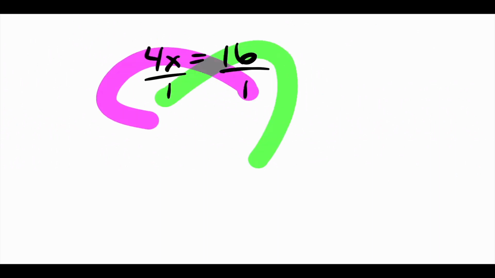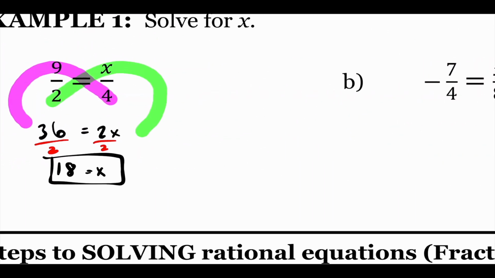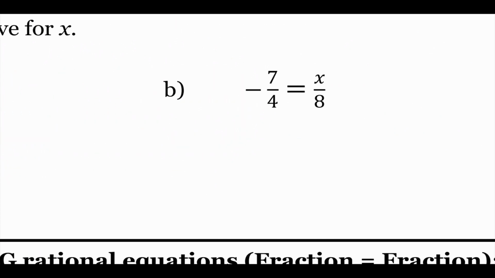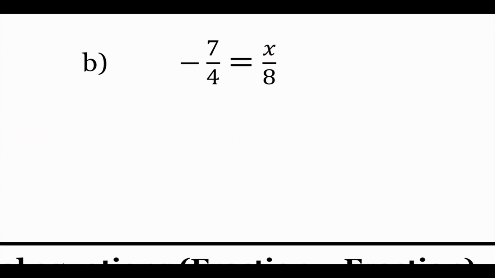You can also do it if you have two numbers. Let's say I have 4x equals 16. You can turn these into fractions. We usually don't do it this way, but you could. It would give you 4x equals 16, the same thing again. You can do it with fractions or non-fractions, as long as they're equal to each other.